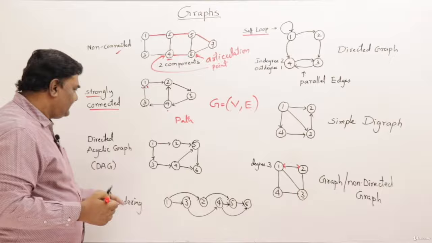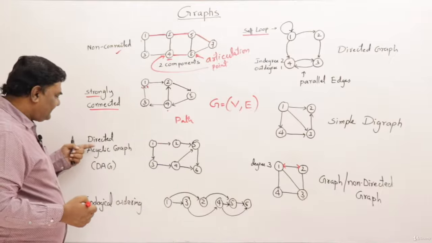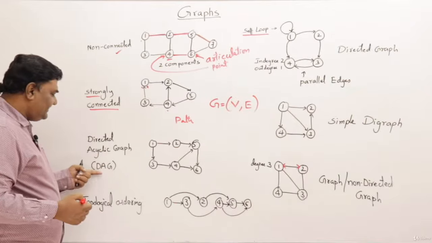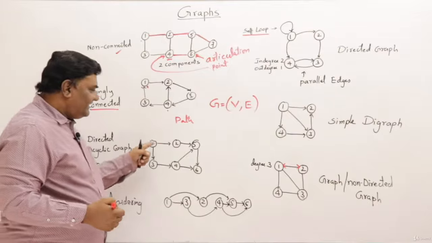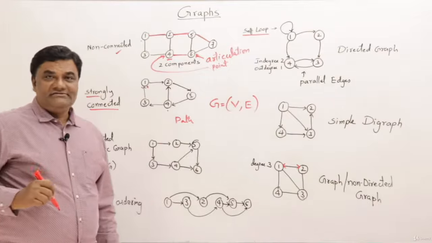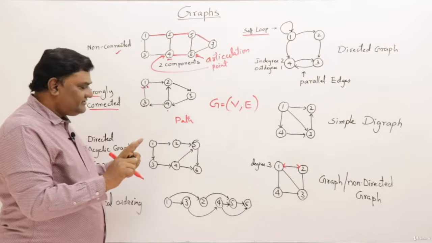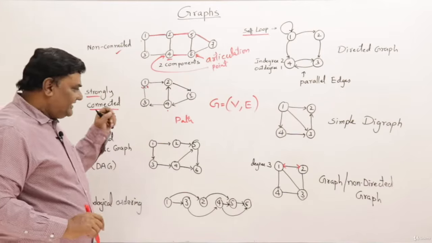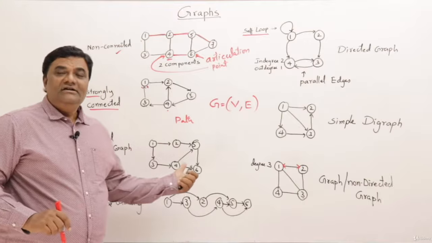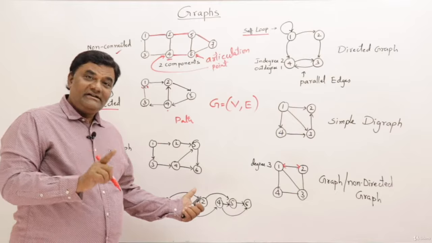The next is this graph, directed acyclic graph, DAG. This is a directed graph and there are no cycles in this one. If you start from any vertex, you cannot reach that same vertex in any way. You select any starting vertex. So that is directed acyclic graph.